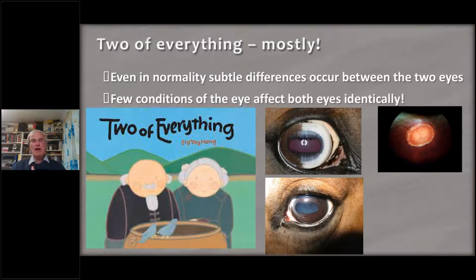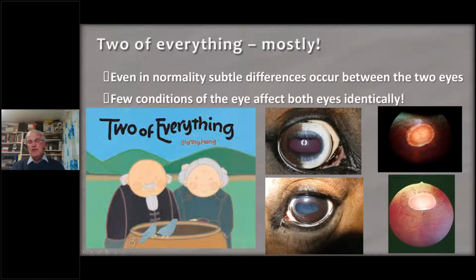So whilst there are 2 eyes, there can be subtle differences between them, and the same applies to the optic papilla as well. So you can see here there are 2 optic papillas, and they have different shapes, they have different colors, they have different forms, but they are equally functional and equally normal.